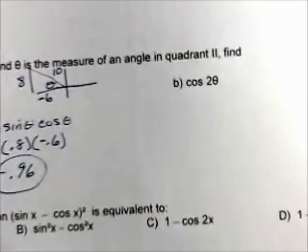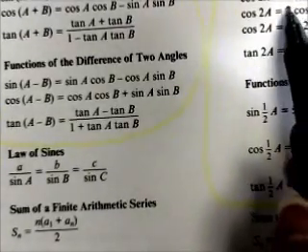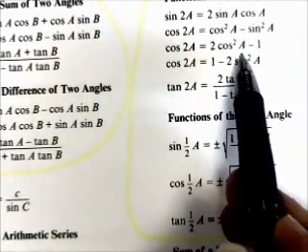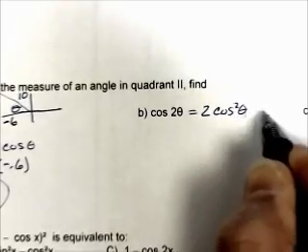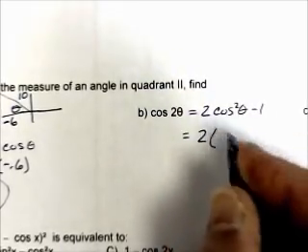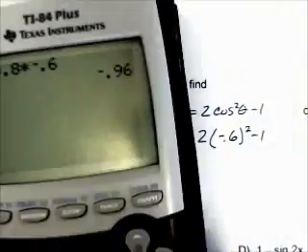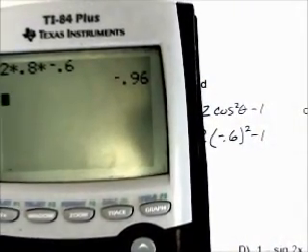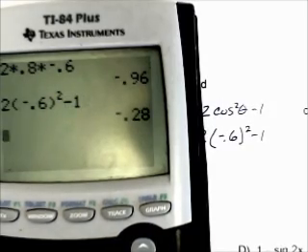Cosine of 2 theta. Since I was given cosine, I'll use the one that just involves cosine, the second one: 2 cosine squared theta minus 1. So 2 times negative 0.6 squared, subtract 1. Bet you're happy we're away from fractions. 2 times negative 0.6 squared minus 1 is negative 0.28.